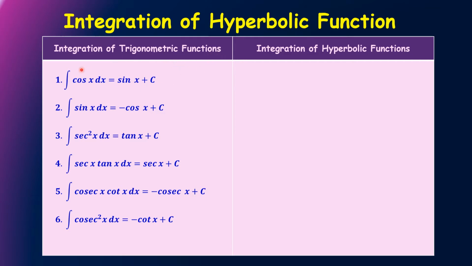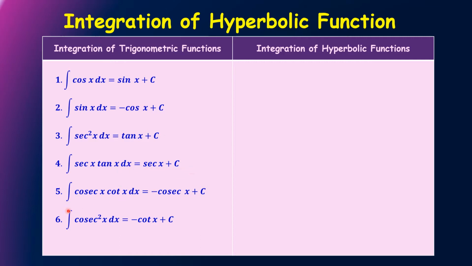The first one is integration of cos x dx equals sin x plus c. The second one is integration of sin x dx equals negative cos x plus c. The third one is integration of sec squared x dx. It equals tangent x plus c. The fourth one is integration of sec x tangent x dx. The answer is sec x plus c.